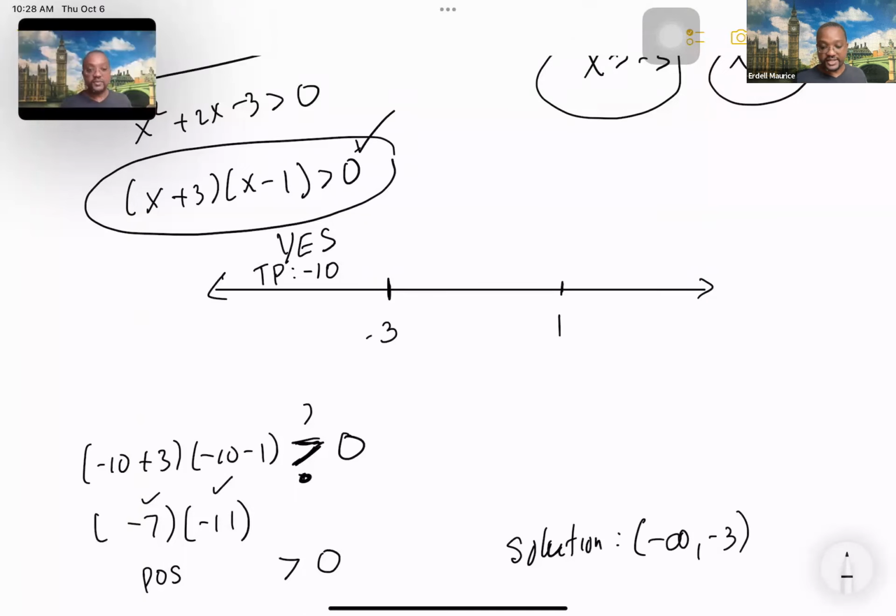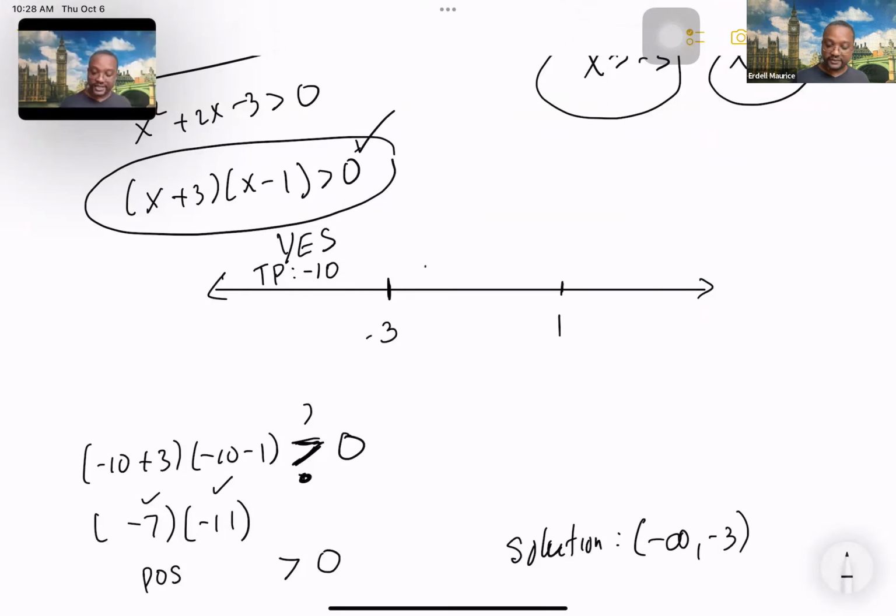Questions there? Remember, I could have selected any number between negative infinity and negative 3. I could have used negative 4, negative 5, negative 6, negative 6.5, any number in here. I would have gotten the same yes, the inequality is true.